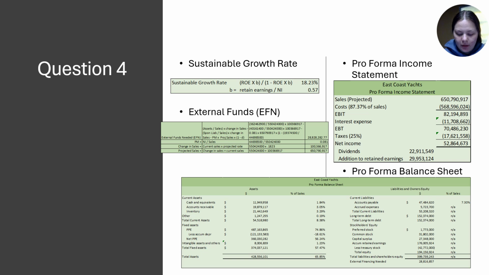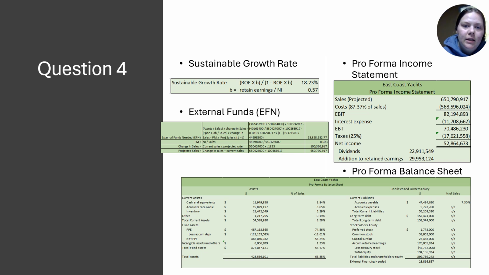For question 4, it asked me to calculate the sustainable growth rate for East Coast Yachts, calculate the external funds needed, and prepare pro forma income statements and balance sheets assuming growth at precisely this rate. Then recalculate the ratios in the previous question and state what I observed from calculating those ratios.